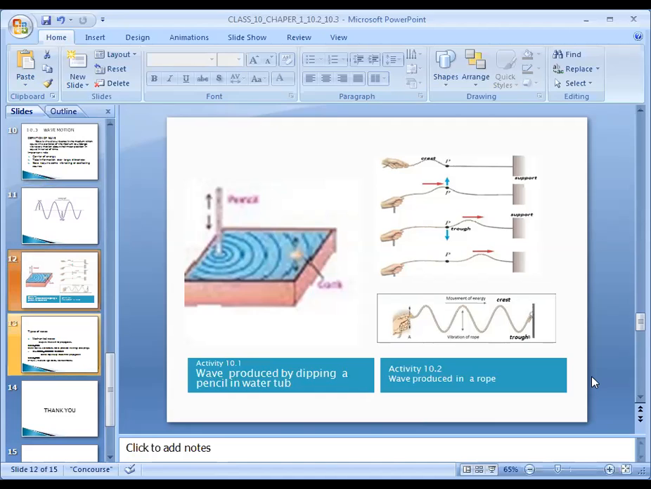I read activity 10.2 for you. Take a rope. This is a rope. It has two ends. One is the fixed end, and at the other I am moving the rope with my hand.